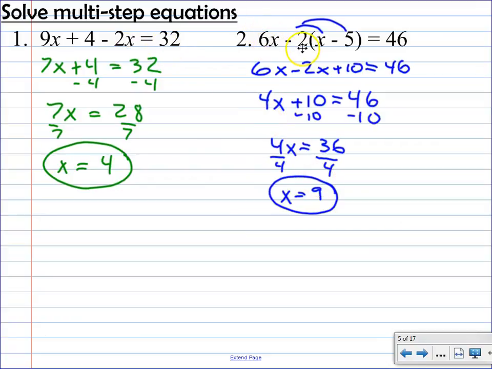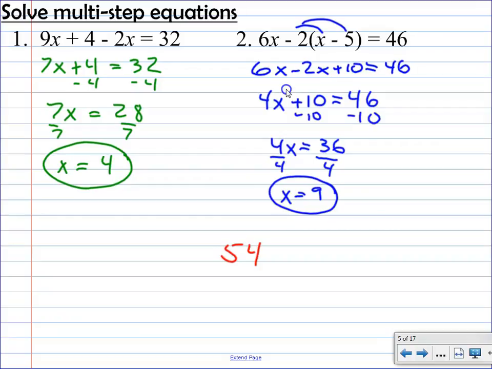Next one, we can't combine like terms, but we can distribute. So minus 2x plus 10. Then we can combine like terms. 4x plus 10 equals 46. Add or subtract x terms alone on one side. 4x equals 36. Multiply or divide. So we divide by negative 4. 36 divided by 4 is 9. Check it. 9 times 6 we see is 54.